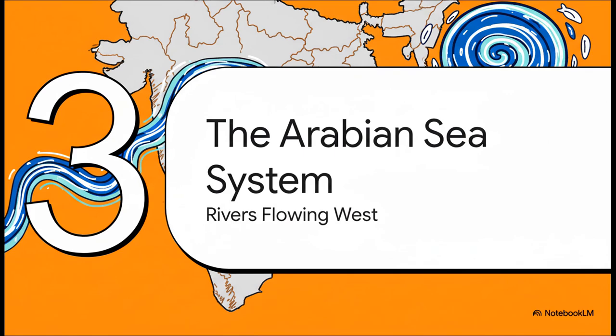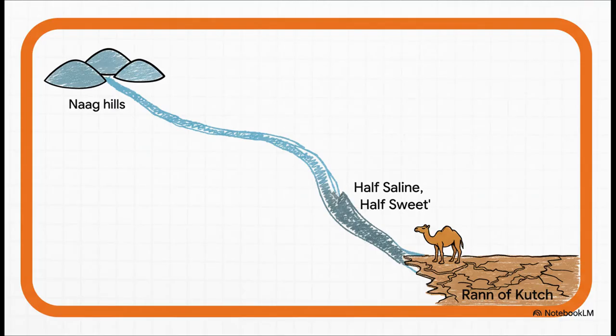All right, let's dive into our first major system, the rivers that head west, the ones that eventually make their way to the Arabian Sea. And we have to start with the Luni River. It has this fantastic nickname, Adi Kadi Abi Miti, which means half saline, half sweet. How cool is that? And the reason is, its water starts out totally fresh up in the Nag Hills, but as it flows through the salty desert soil, it gets saltier and saltier until it reaches the Run of Kutch. It's the longest river in the Western Desert, and its whole basin area is known as the Godward region.